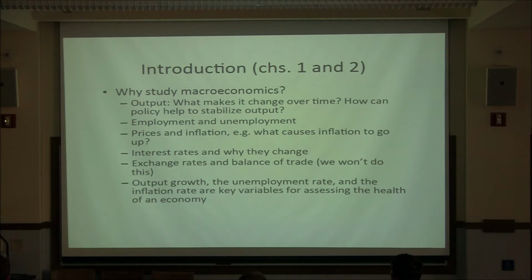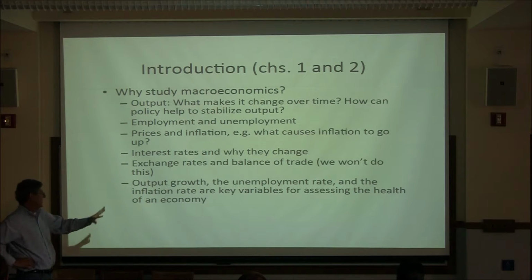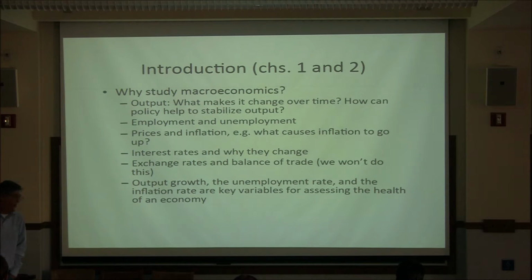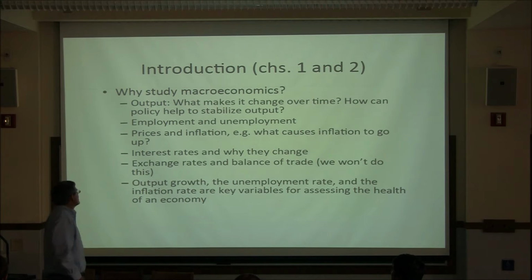If I want to talk about the effect of globalization in China or something like that on the U.S. economy, I'm going to have to say something about exchange rates. So we'll do a little bit of that, but not in that much detail. The main focus will be what determines output growth, the unemployment rate, and the inflation rate, because those are really the most important variables for understanding the health of an economy. If you want to know if the economy is doing poorly or doing well, those are the main three variables that the Fed and other policymakers would look at.